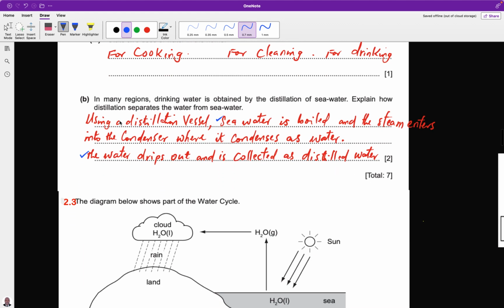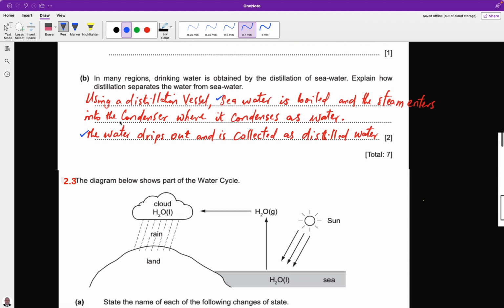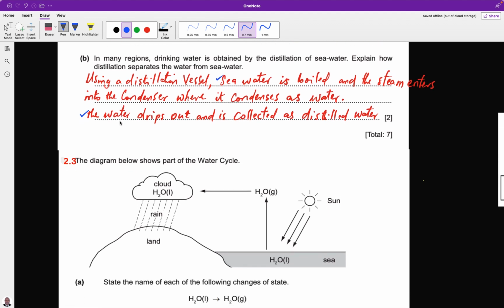B. In many regions, drinking water is obtained by distillation of seawater. Especially in areas in the desert region, within the Middle East. This is what you can find. There's distillation of seawater. So in many regions, drinking water is obtained by distillation of seawater.